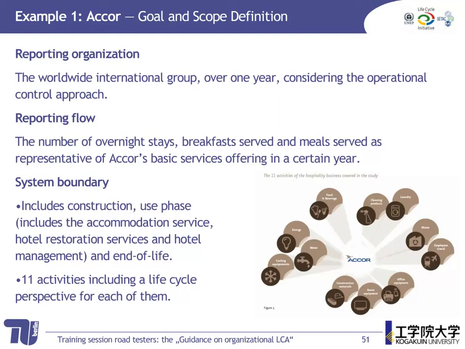Regarding the system boundary, they defined three main phases: the construction of the hotel buildings; the use phase, which included the accommodation service, the hotel, all the restaurants, and the management of the hotel; and finally the end of life of all the buildings and all the products that they are using. Within these three phases they defined 11 activities and considered the whole life cycle for each of these specific activities.